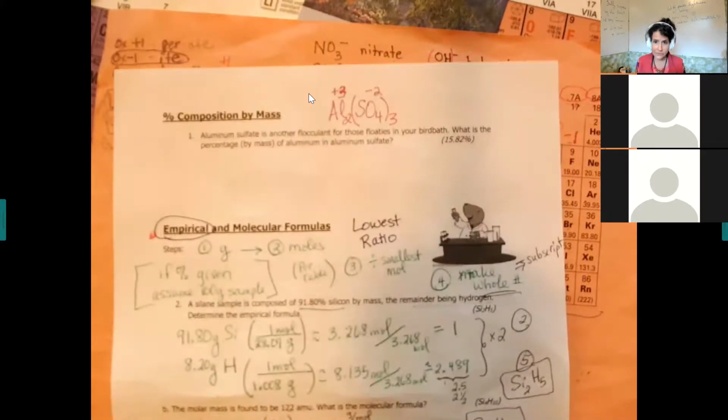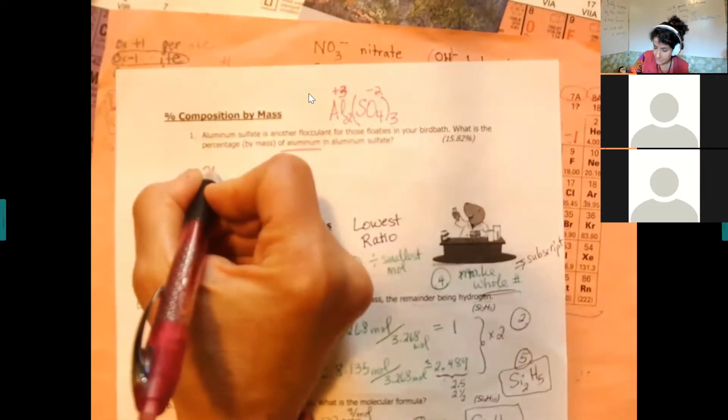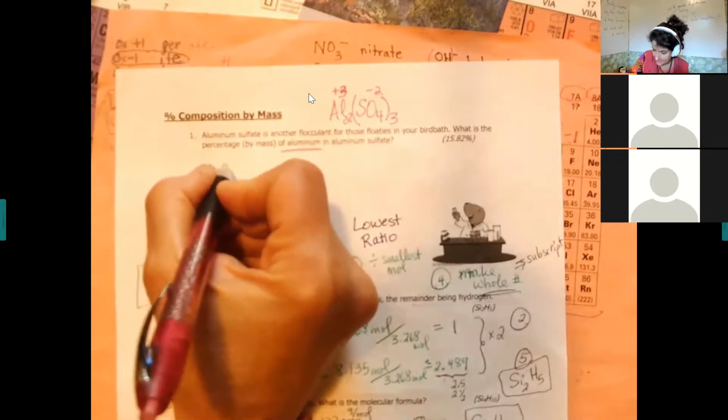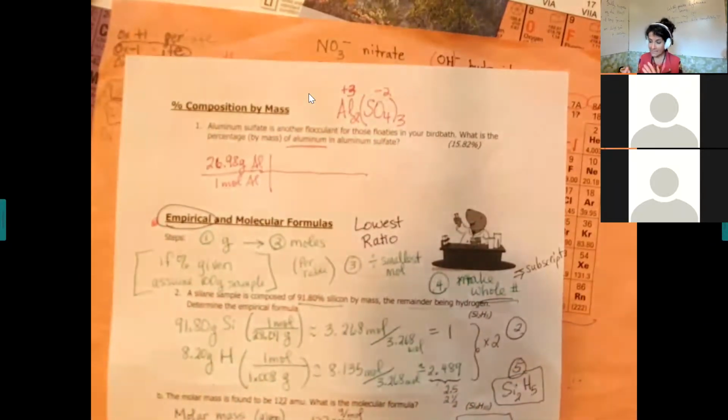So we could do this factor label. The question wants to know by mass how much aluminum there is in the aluminum sulfate. So what we know about aluminum is it's 26.98, or you can say 27 grams per 1 mole of aluminum. I'm going to do this factor label. So that's what we're trying to figure out, is the percentage of aluminum by mass, which means gram per gram.